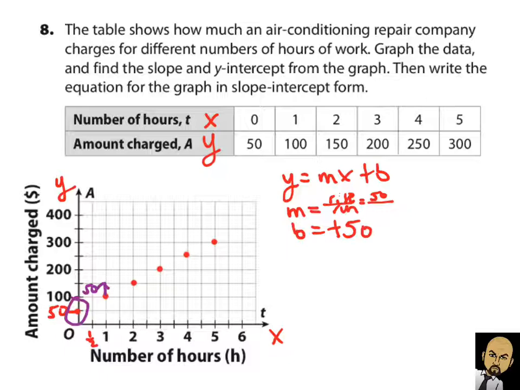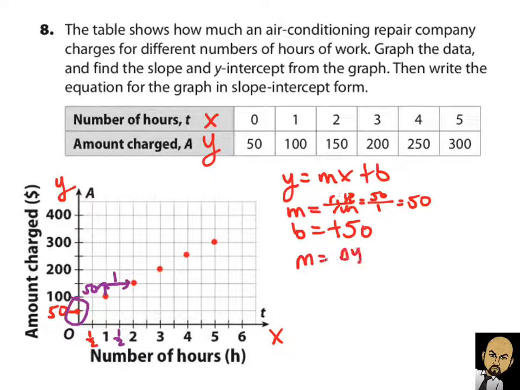Now let's go back to our graph and let's figure out our run. Now remember that each increment is half. So we're moving over two grid marks, but since each one is half, our run is going to be positive 1. So that gives us a rise of 50 and a run of 1, which equals a slope of 50.